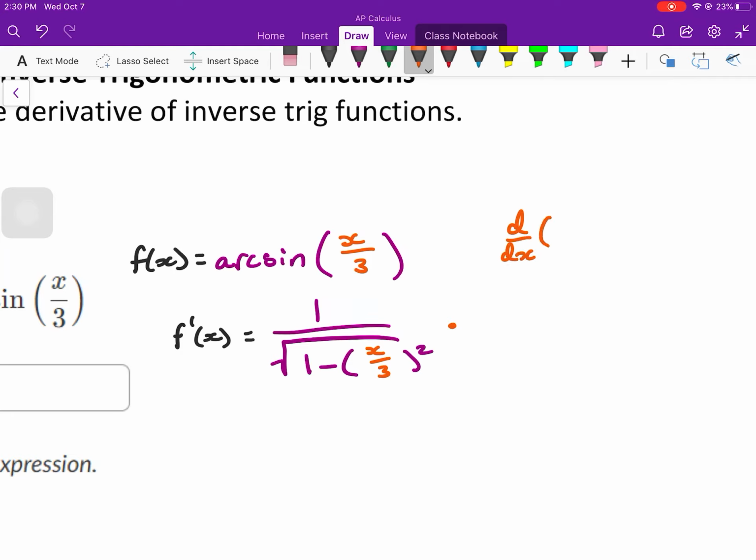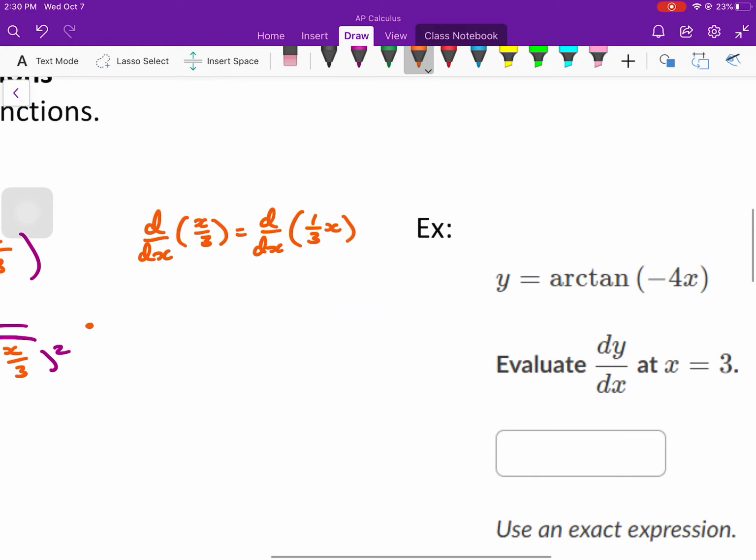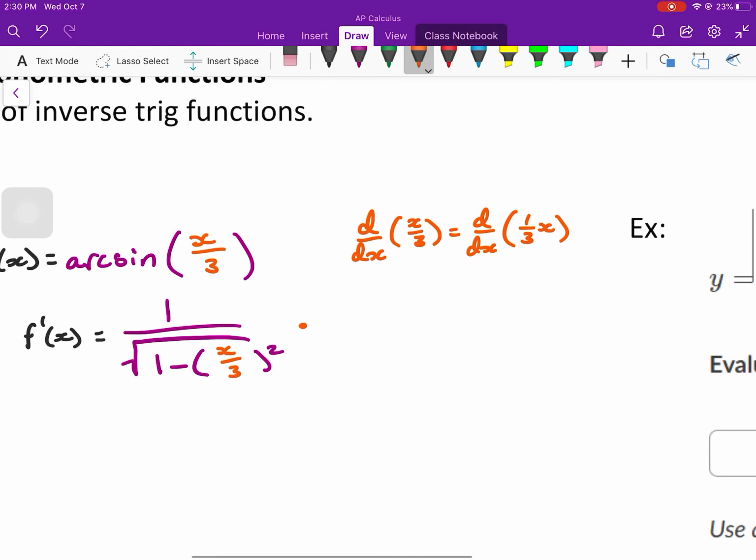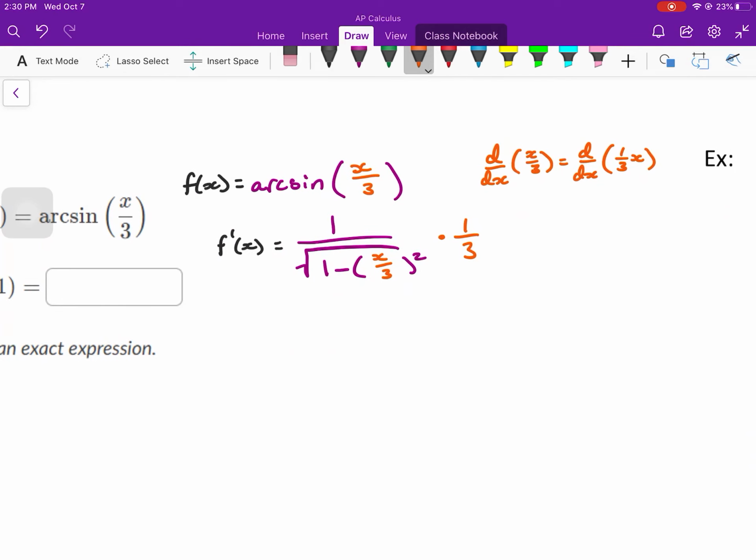Derivative of x over 3 is the same thing as the derivative of 1/3 x. 1/3 x is the same thing as x over 3. So that's just going to be 1/3. So 1 goes on top, 3 goes on the bottom. So our derivative is just going to be 1 over 3 square root of 1 minus x squared over 9.